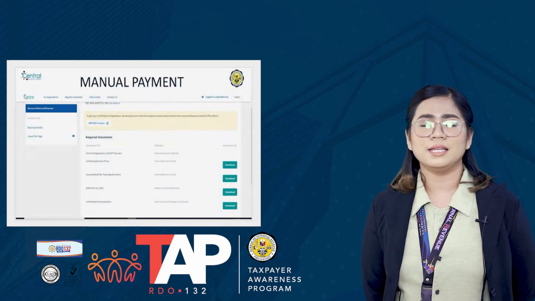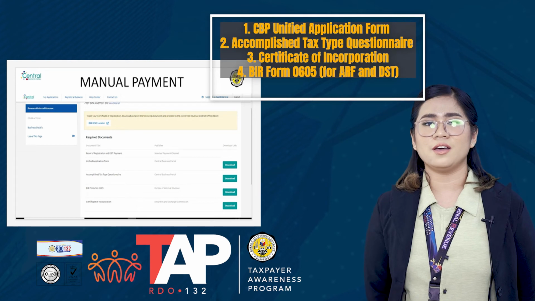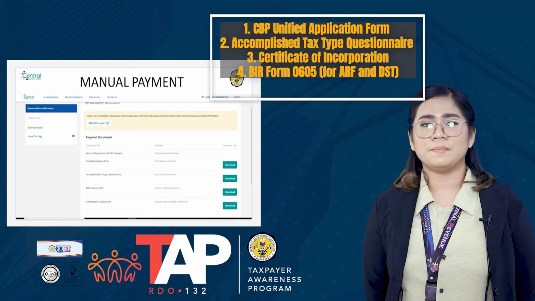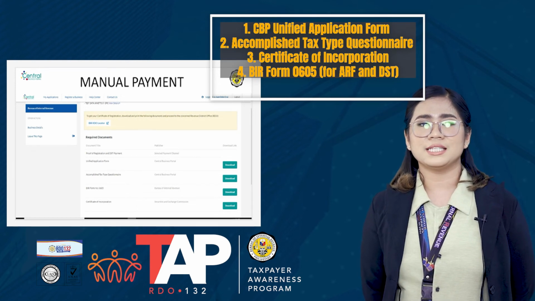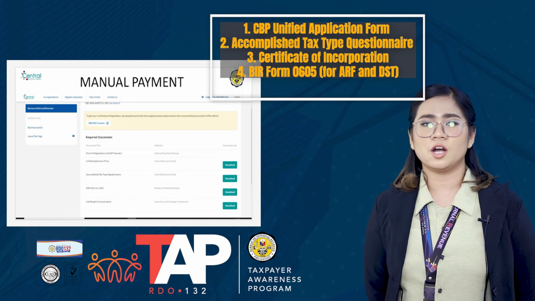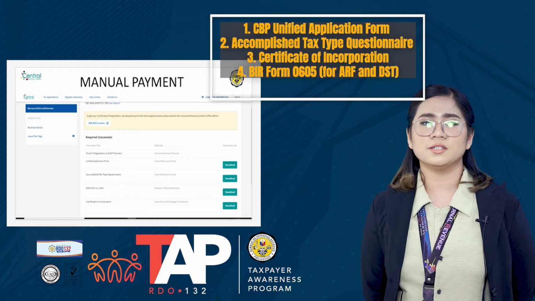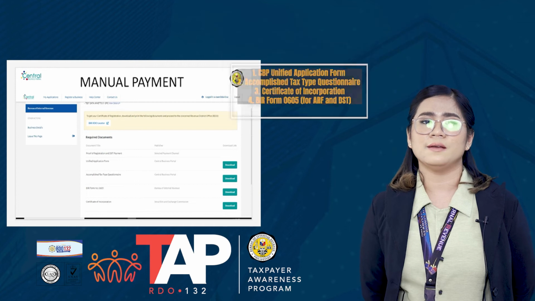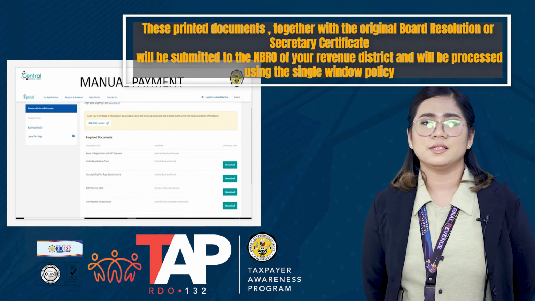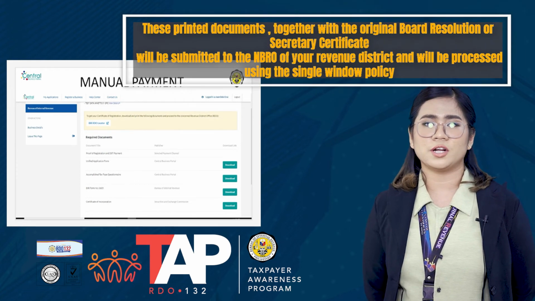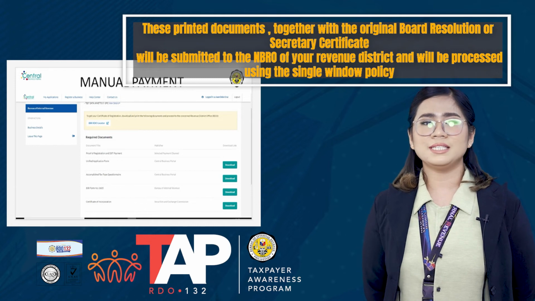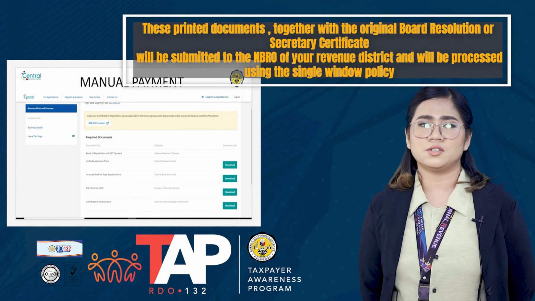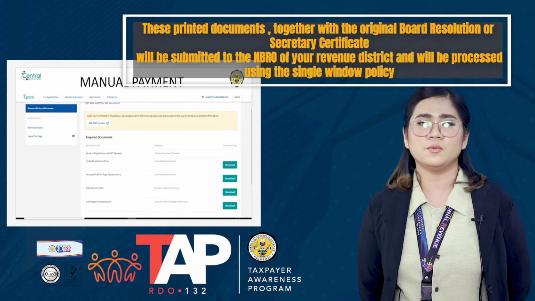For manual payment, the taxpayer should present the following documents: CBP Unified Application Form, Accomplished Tax Type Questionnaire, Certificate of Incorporation, BIR Form 0605 for ARF and DST. These printed documents, together with the original board resolution or secretary certificate, will be submitted to the NBRO of your revenue district and will be processed using the single window policy.